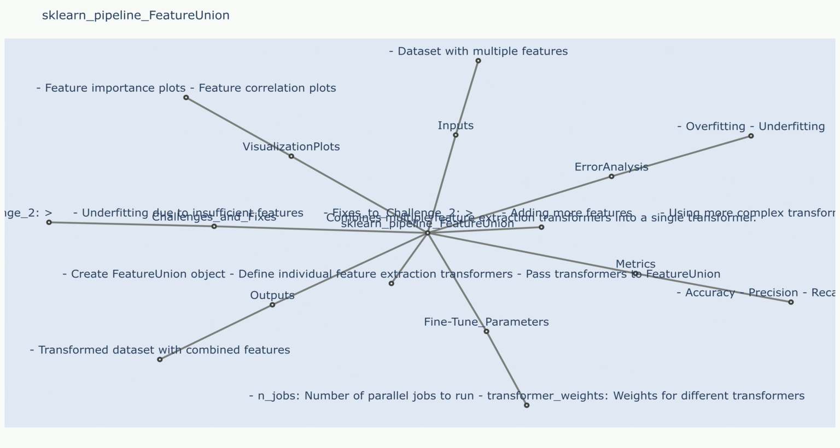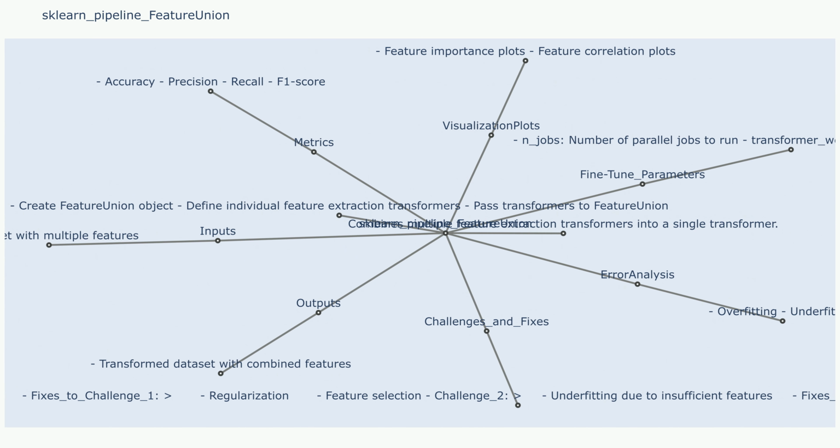Uncertainty methods. Uncertainty method 1: Uncertainty methods, like confidence intervals or Bayesian methods, are often applied after a model is trained. While FeatureUnion is a pre-processing step, it can impact the uncertainty of the model's predictions by providing a richer feature space.